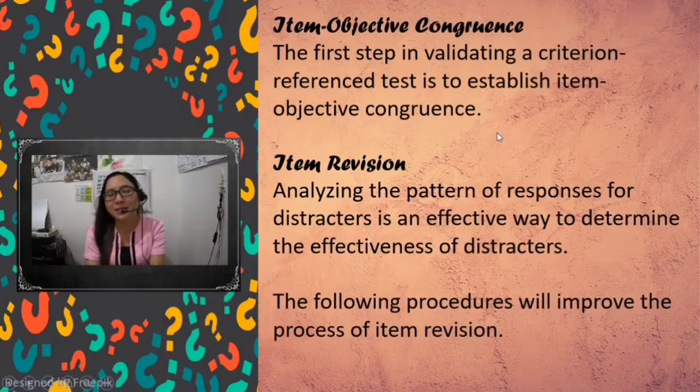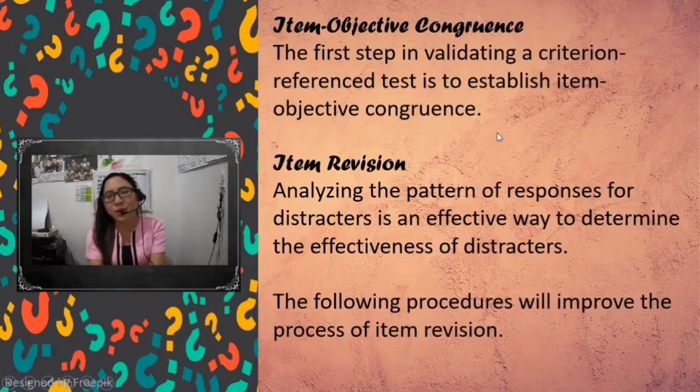Item revision is analyzing the pattern of responses for distractors. It is an alternative way to determine the effectiveness of distractors. Item revision, we are always revising the item when we think it is not suited, or if it does not meet the objective of the performance that we need to attain. If the item is obviously correct, or if it is obviously wrong, we are going to revise the item. There are so many factors why we are revising the item, because we cannot just give the item without validating it, without analyzing it, if it is correct, or if we can give this to the students or to other people if it is not well constructed.